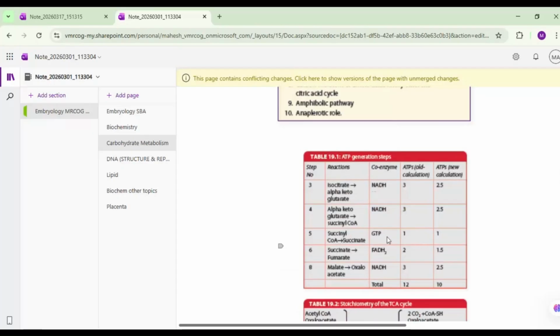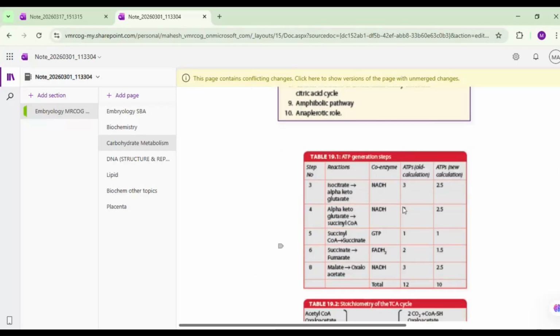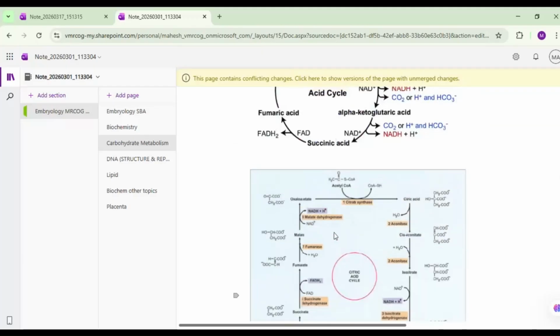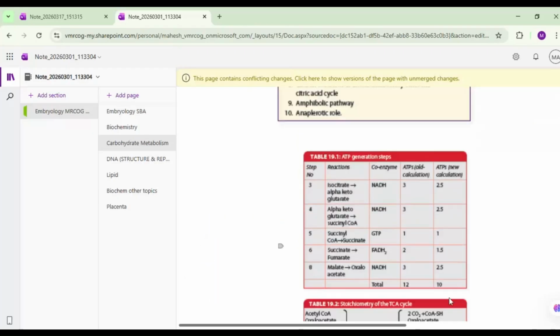Then one GTP is formed in step 5. 1 GTP is equal to 1 ATP, so 1 ATP is formed here. Then you have 1 FADH2 in step 6, which is equal to 1.5 ATP, and in total you are getting 2.